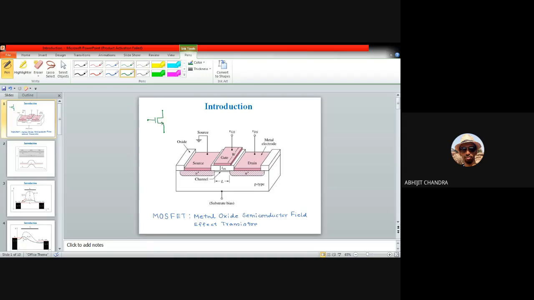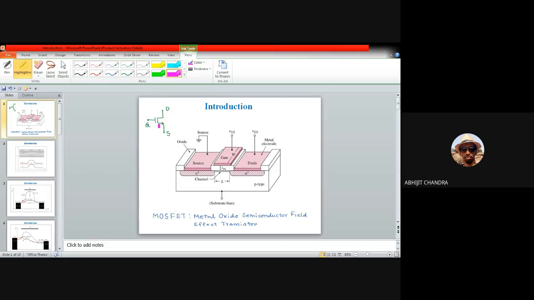So here for a MOS, we do have three terminals. One is known as gate, and the other two are known as source and the drain. So gate, drain, and the source. So these are the three terminals, and in this particular schematic diagram, it has been already shown that this terminal is known as the gate terminal, this is the source terminal, and this is the drain terminal. So symbolically, it looks something like that. This terminal is the drain, this terminal is the source, and this is the gate terminal.